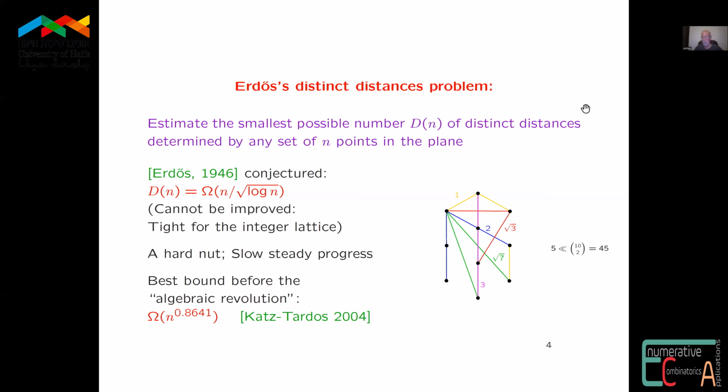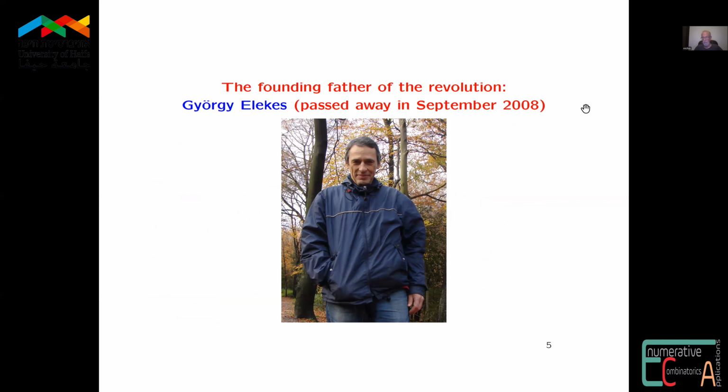Before the development that I want to highlight in this talk, what I sometimes call the algebraic revolution, people have worked on this problem. From 1946, there was a lot of time to work on it. The problem was extremely difficult. The progress was very miserable, so to speak. With more and more complicated techniques, the best that they could get was n to the 0.86 something distinct distances.